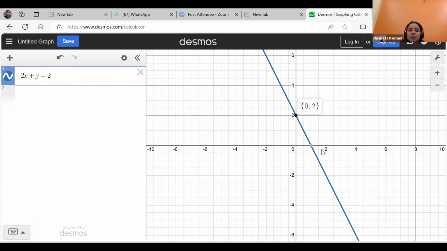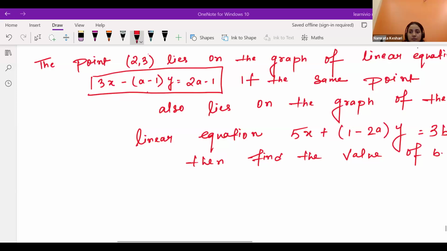Okay, here (0, 2) is there, (1, 0) is there. Check it. These two points are going to satisfy your equation, and apart from these two points, so many other points are also there. Now, if you understand it, you will be able to solve this equation. You will be able to understand this question.